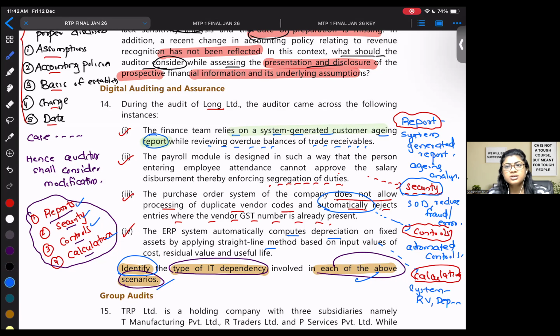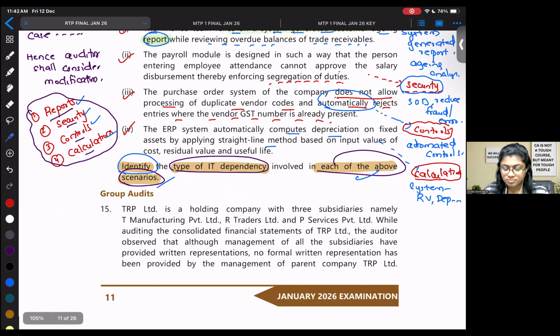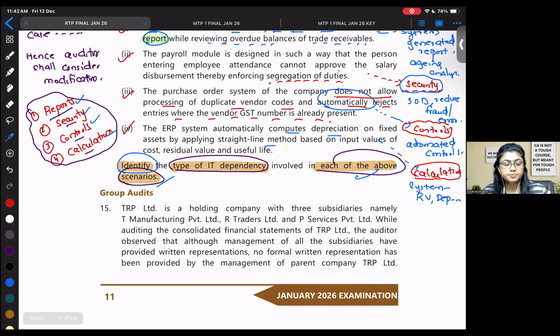How was the question? If you have read this, you will get it a little easily. We are depending upon IT because reports are generated from the system. Security and controls are applied inside the system. Even calculations are done by systems. So we are depending upon IT for our audit. Can you acknowledge whether you understood? And I'll give you rest after the next question.